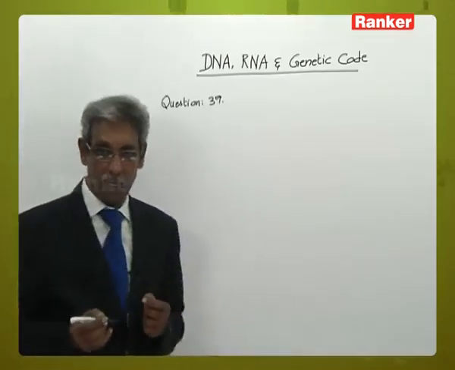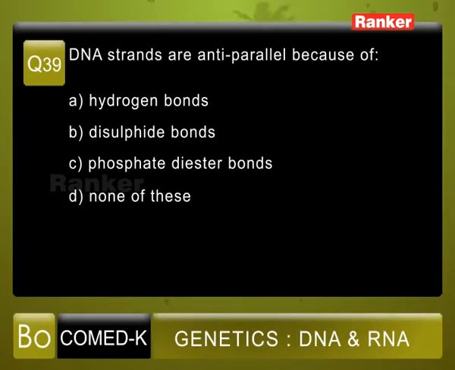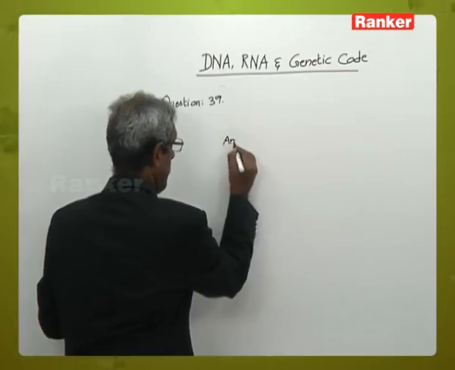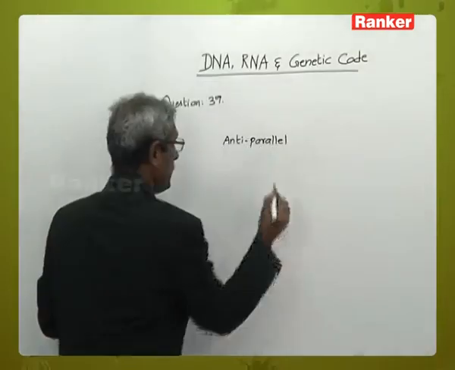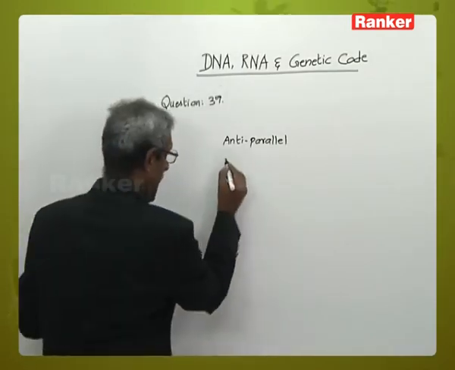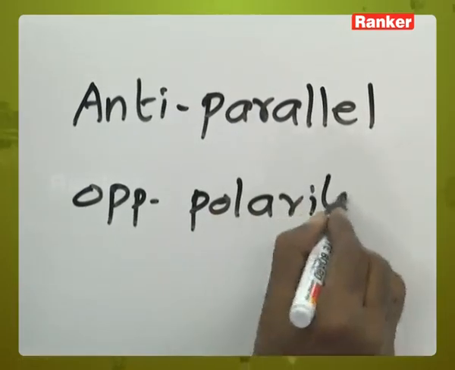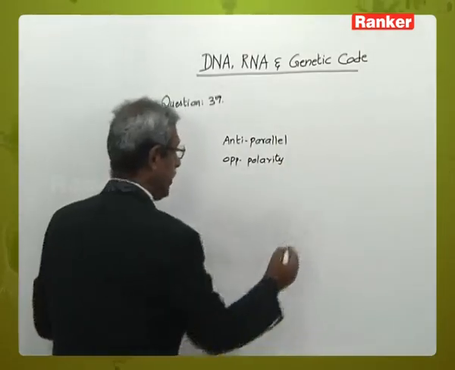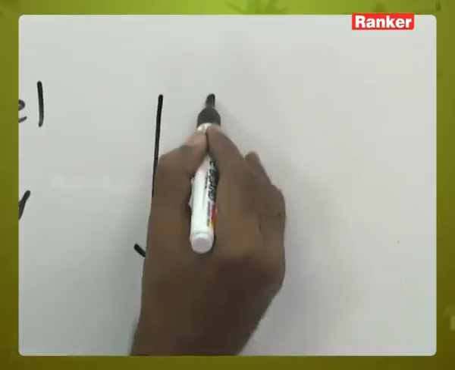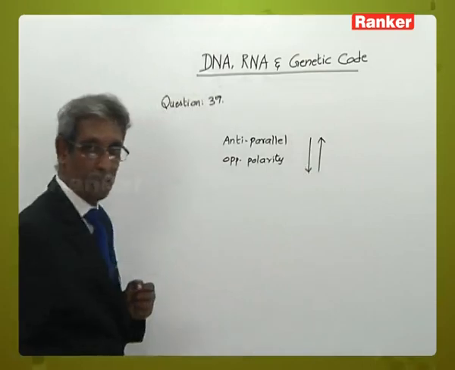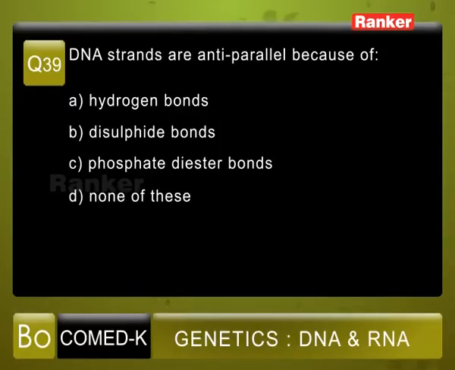We go to question number 39. DNA strands are anti-parallel. When you say anti-parallel, they have opposite polarity. One of the strands moves in this direction, and another strand is synthesized in the opposite direction. So the DNA strands are anti-parallel because of A, hydrogen bonds.